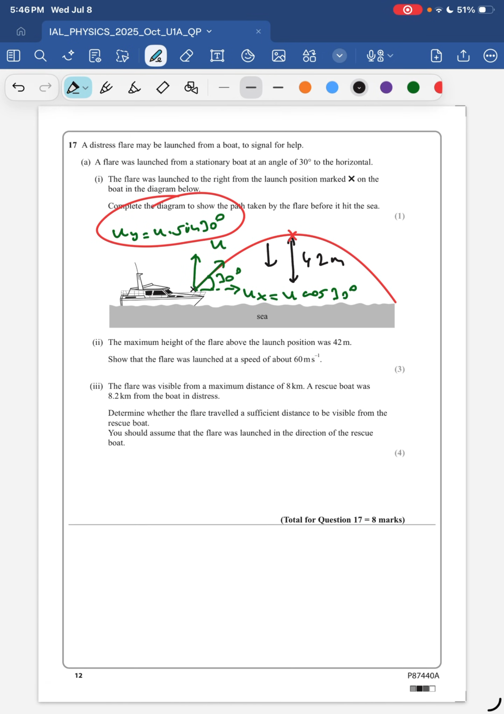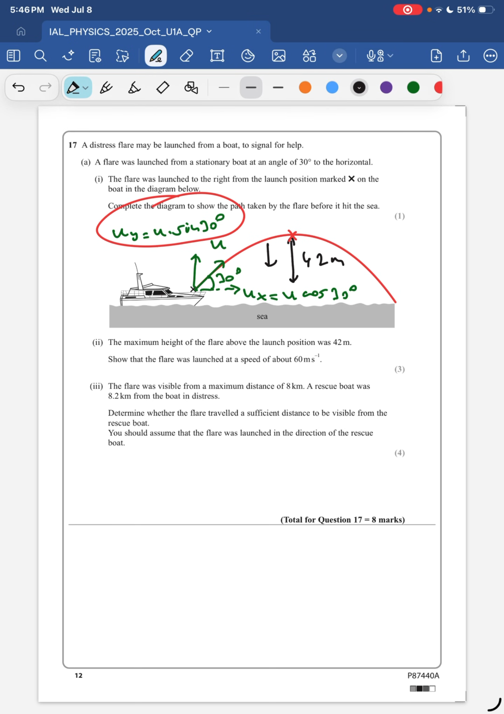Part 3, the flare was visible from a maximum distance of 8 kilometers. A rescue boat was 8.2 kilometers from the boat in distress. Determine whether the flare traveled a sufficient distance to be visible from the rescue boat. You should assume that the flare was launched in the direction of the rescue boat. Okay, so basically there is a 200 meters difference between the flare being visible and the rescue boat. So does it make it past that?